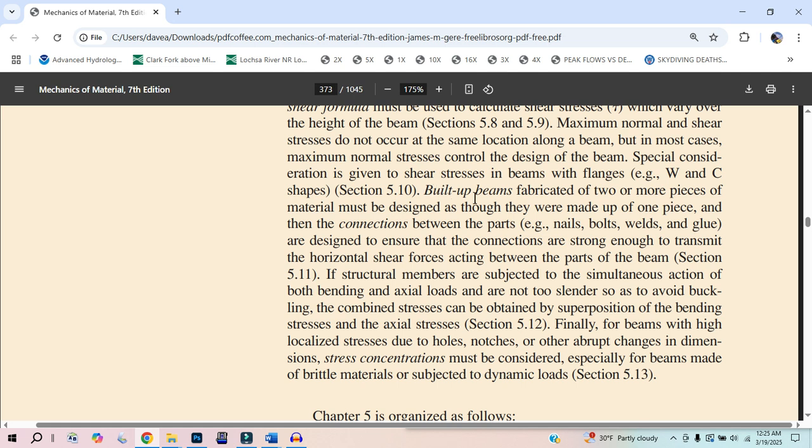Hell yeah. So, built-up beams: fabricated of two or more pieces of materials. Okay, so we have wood beams that are stacked, glued pieces. Cool, that's what I got from that statement. They must be designed as though they were made up of one piece, and the connections between the parts, nails, bolts, welds, and glue, are designed to ensure that the connections are strong enough to transmit the horizontal shear forces.